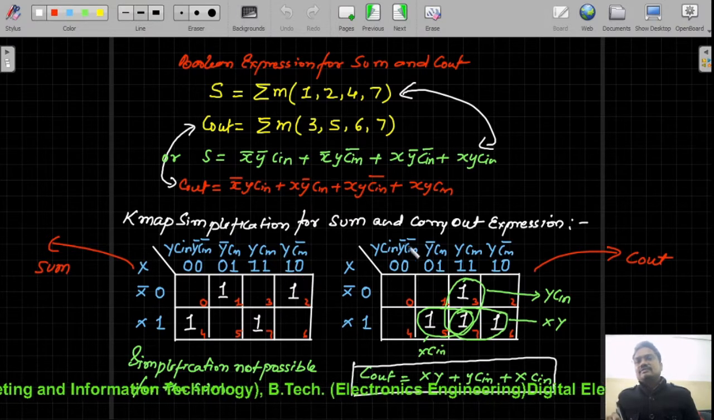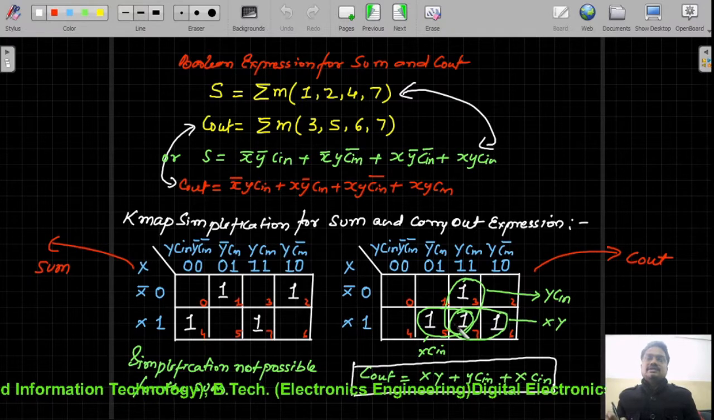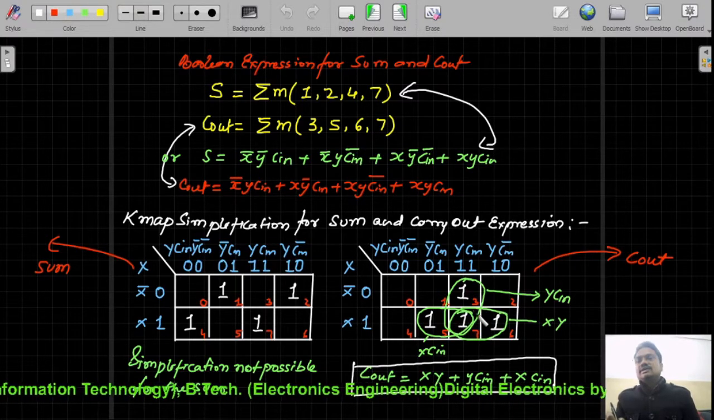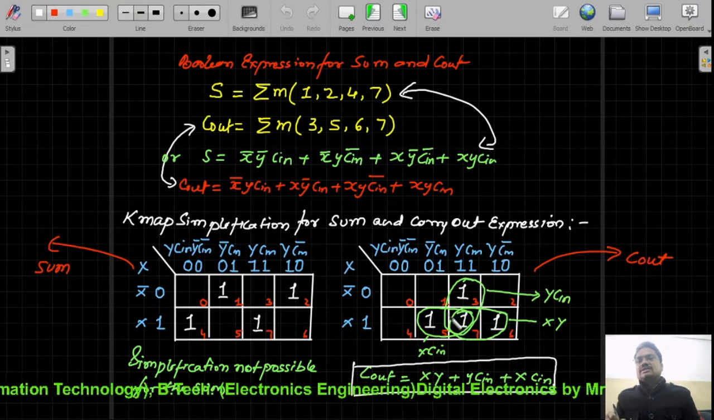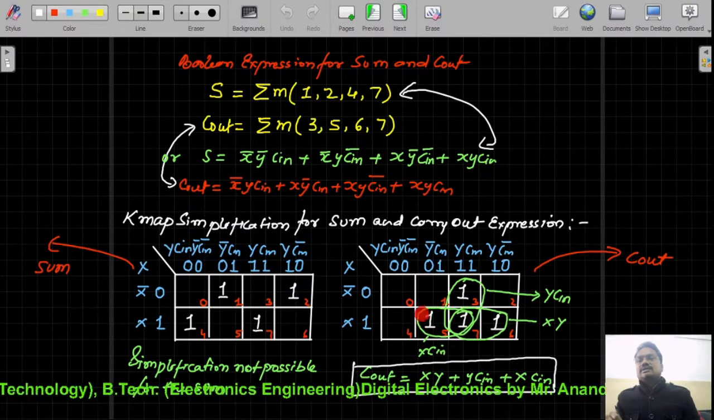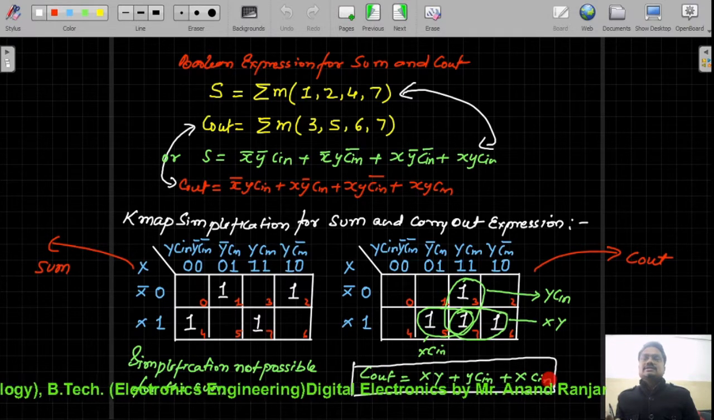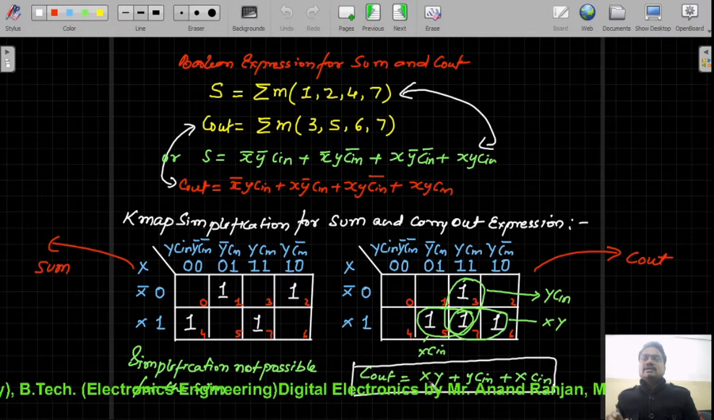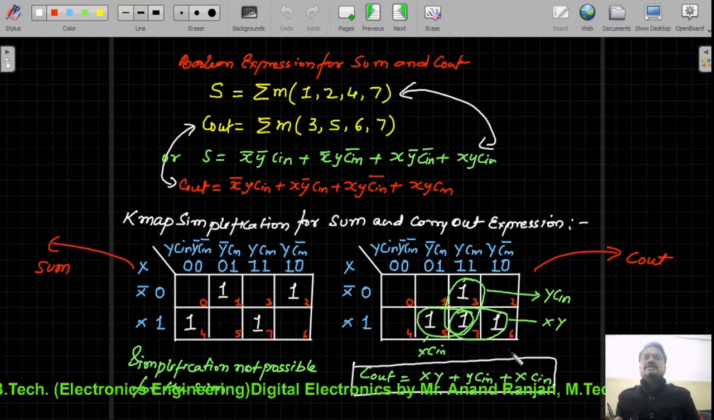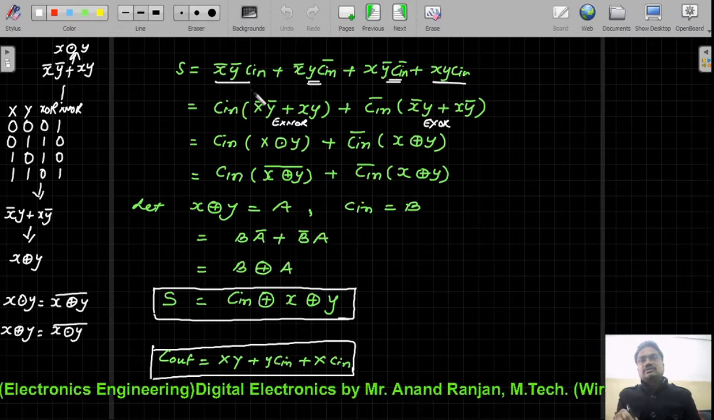But when we map the Cout expression in the K-map, we have pairing with adjacent cells. We get three pairs with adjacent cells, and when we make these groups, we get the Cout expression as Cout equal to XY plus YCin plus XCin.